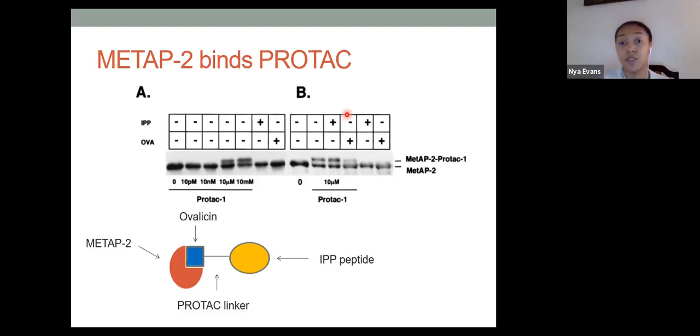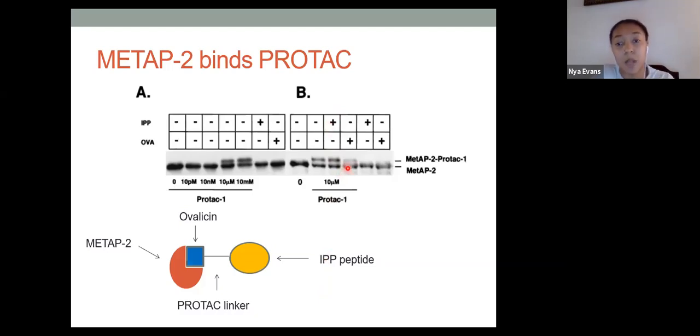So then in figure B, it's essentially the exact same experiment. You can see here that the second blot for B is the exact same result as the fourth blot for A. However, what they did in the third blot was add the full PROTAC, but also an addition of IPP. So what you can see here by this dark striation is that the MET-AP2 was still able to bind to the PROTAC, even though the IPP peptide was added.